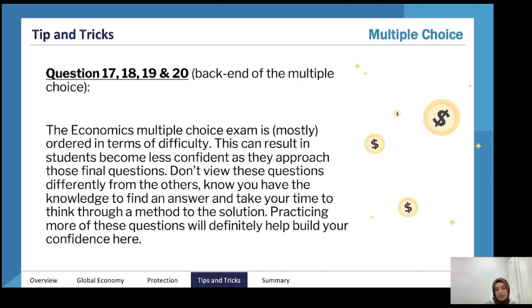So practicing more of these questions will definitely help build your confidence here, like I've mentioned. So don't view these questions differently from other questions. Know that you have the knowledge to find the answer and take your time to think through the method for the solution. So if it's a calculation question, think back to when you've done practice calculation questions in class or on your own or with your tutor. Try and figure out, okay, what method do I use? How do I make it efficient? How do I make this happen in a way that is correct?